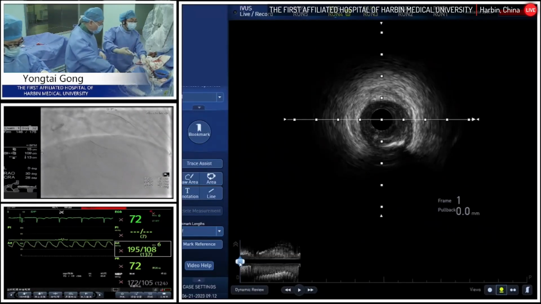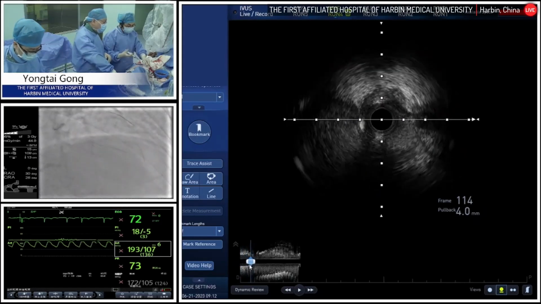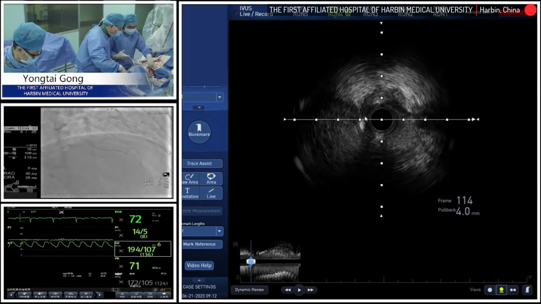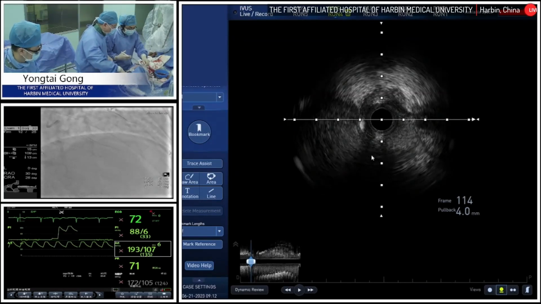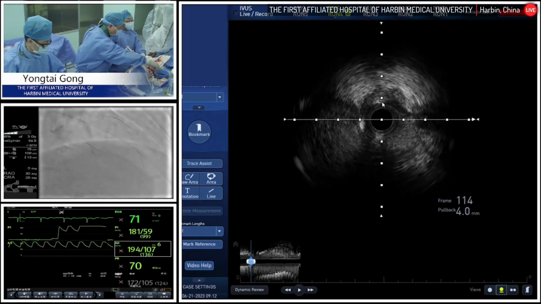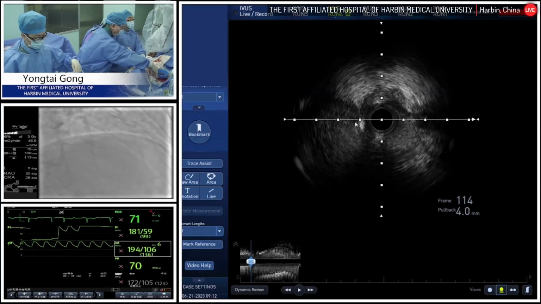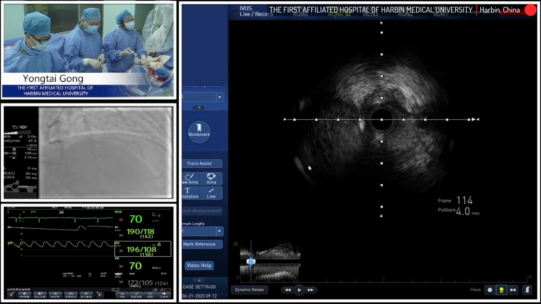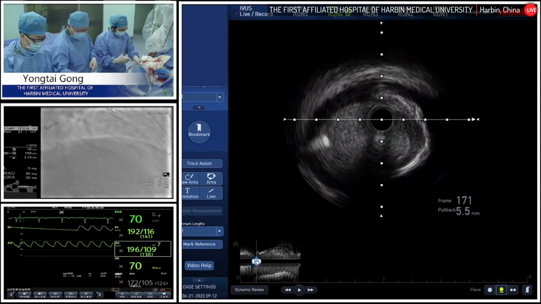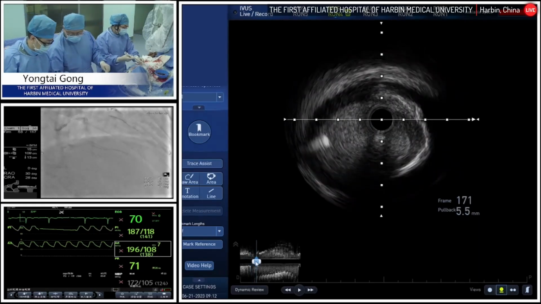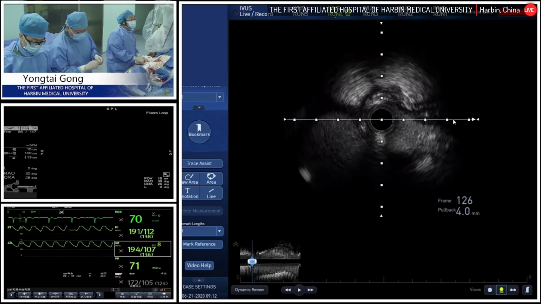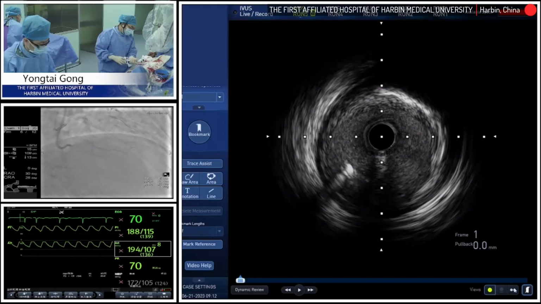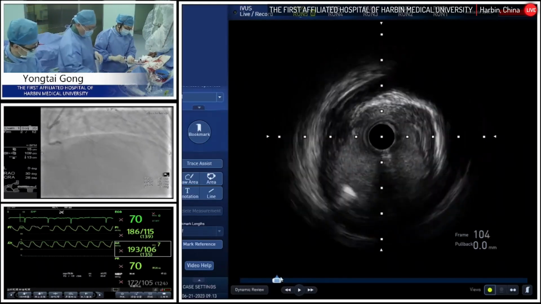This is a pullback from the ramus branch to check the occluded LAD proximal entry point. On the left, the IVUS imaging catheter is currently located in the ramus branch. And this relatively very large vessel on the left side with a wire in it is the circumflex. We can see the circumflex joining into the left main. On the right side, this is the occluded LAD. We may check more detailed information later with a manual pullback.